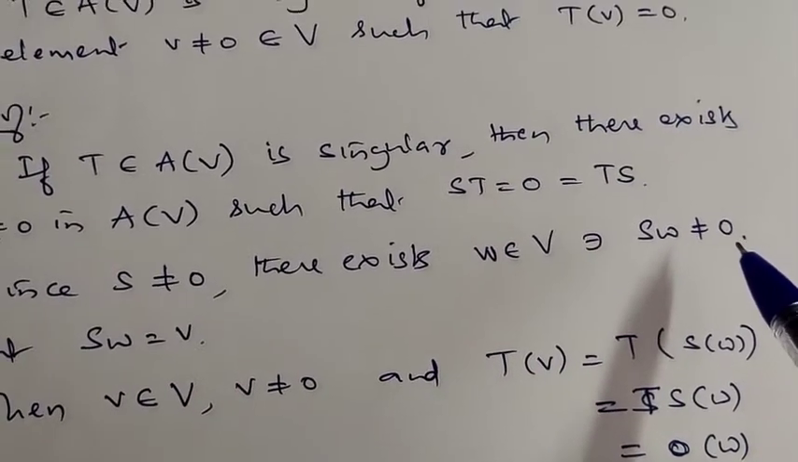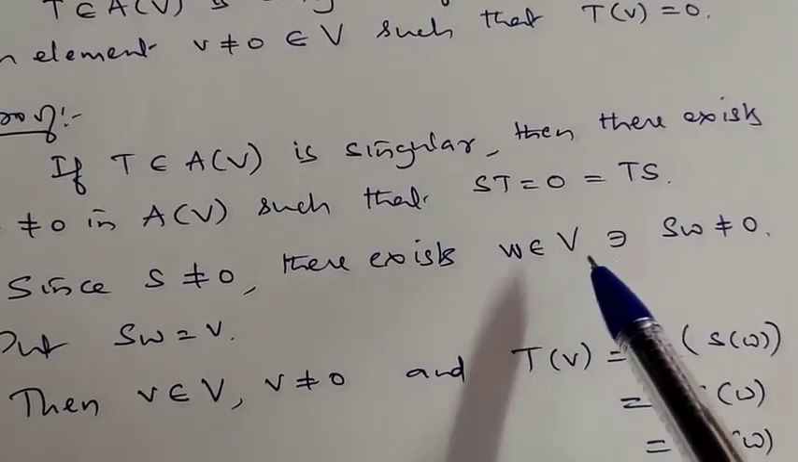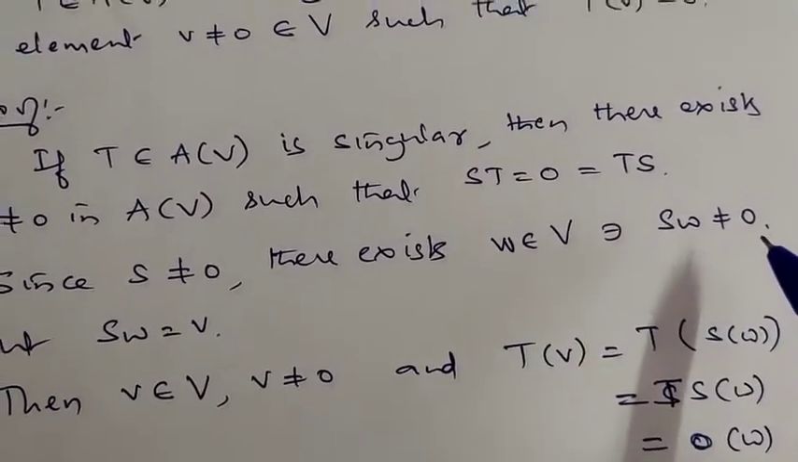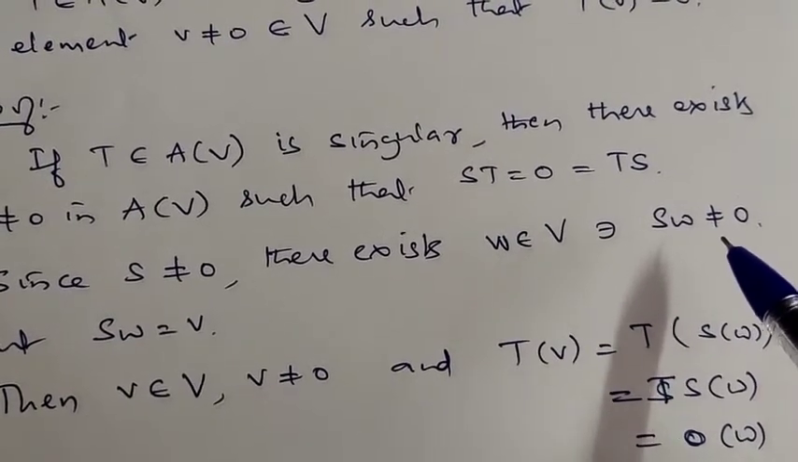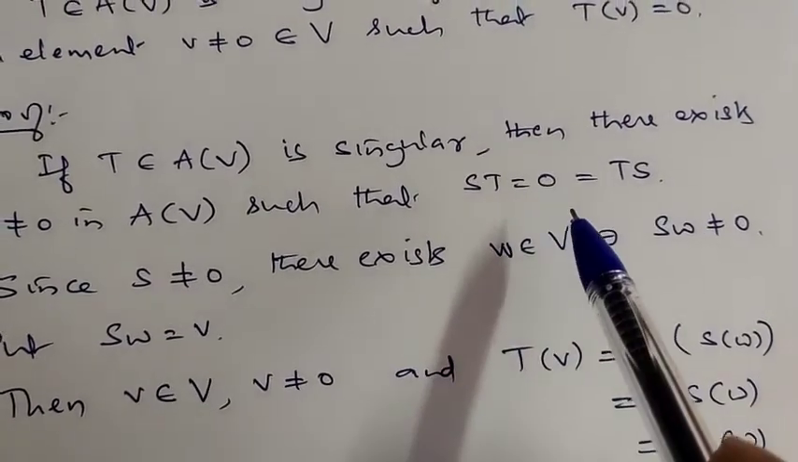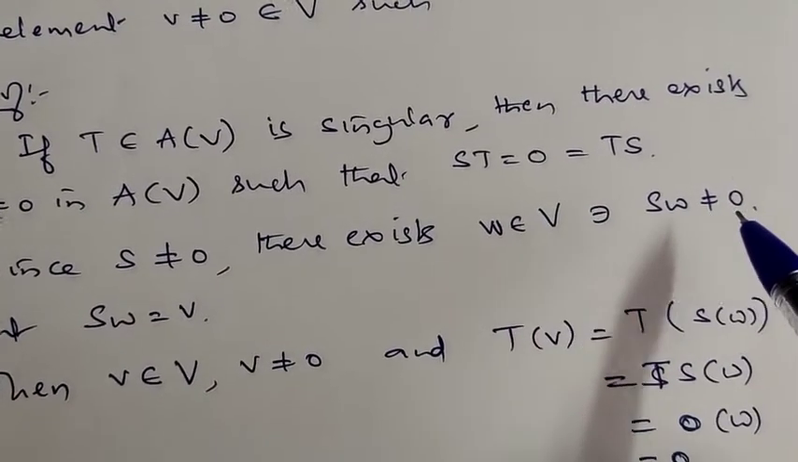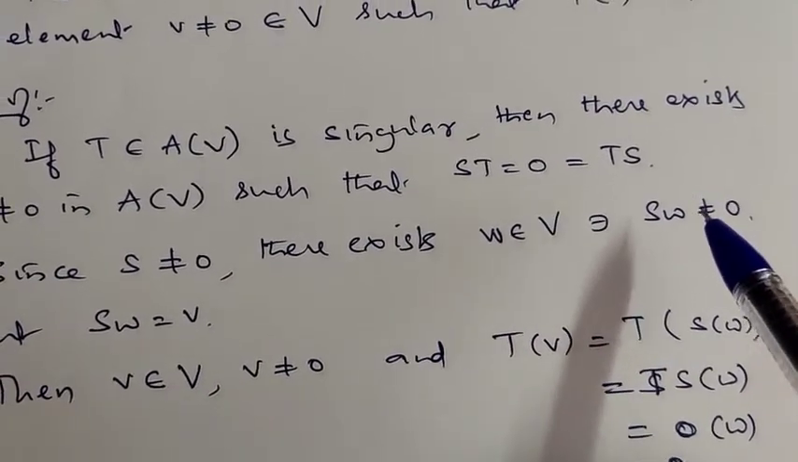S of W is not 0. Now S is also a transformation from V to V, so S of W is not 0. Now S of W, where does it lie? S of W also lies in V only, because S is also a mapping from V to V. Now S of W is non-zero, it's a vector.